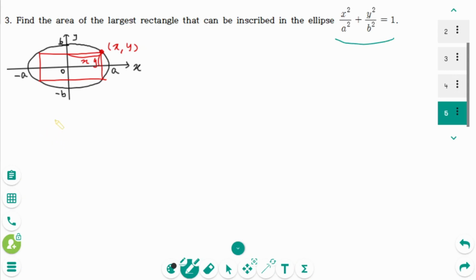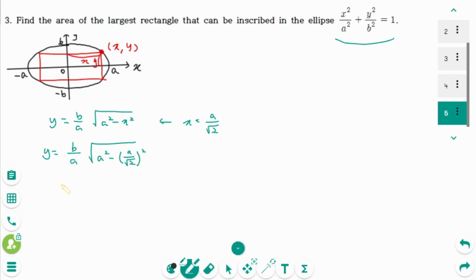From here, y equals b over a square root of a squared minus x squared. When x equals a over square root of 2, then y equals b over a square root of a squared minus a over square root of 2 squared, b over a times square root of a squared minus a squared over 2 equals b over a times square root of a squared over 2. Then b over a times a over square root of 2, we can rewrite as b over square root of 2.